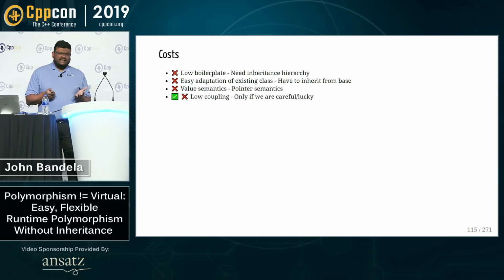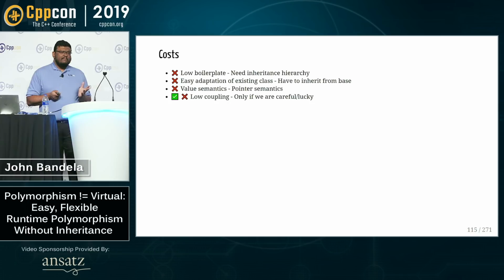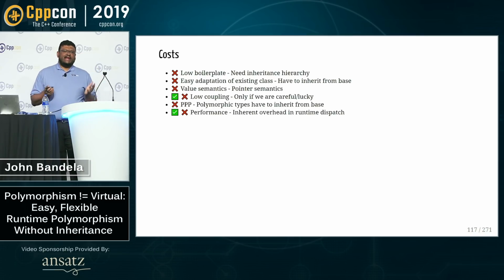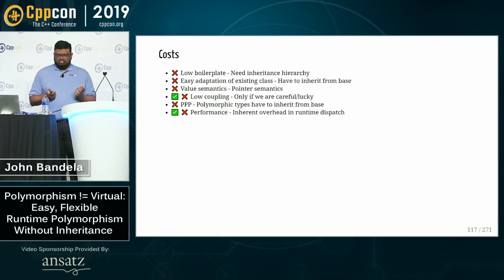We kind of have low coupling, but that's because we were either very careful or very lucky in how we split up our member functions, right? If we had split them a slightly different way, like we did originally, which made sense, we would have been coupled. We would have had extra dependencies. And like I said, the parent's polymorphic principle: we're not using polymorphism just as a set of related types. Our types have to buy in, our types have to declare they're polymorphic. And performance, well, there's an inherent overhead in runtime dispatch, and given the increased flexibility, that's probably worthwhile.